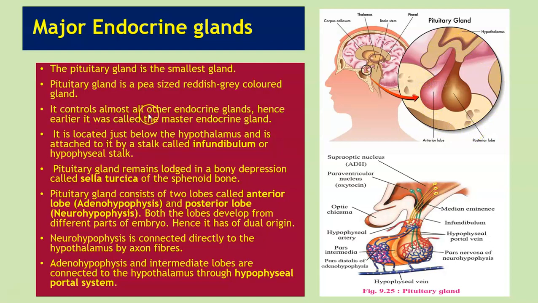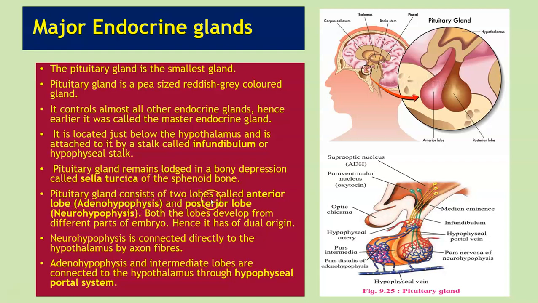It controls almost all other endocrine glands. Hence, earlier it was called the master endocrine gland. It is located just below the hypothalamus and is attached to it by a stalk called the infundibulum or the hypophyseal stalk. Pituitary gland remains lodged in a bony depression called sella turcica of the sphenoid bone.